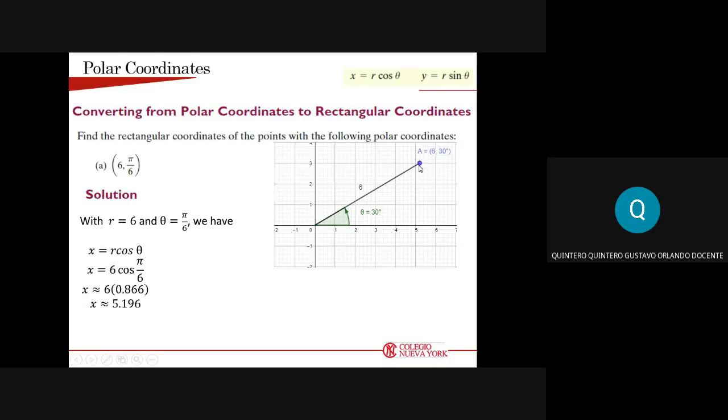And it makes sense because look at our drawing. In our drawing, we knew that the coordinate of x was 5 point something, 5 and a little bit more. Well, here it looks like it is 5.2. So it makes sense. It looks like we are doing things right. And that is the reason why you want to plot the point first.